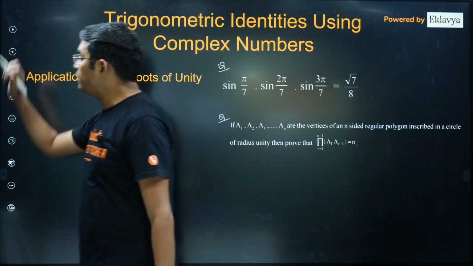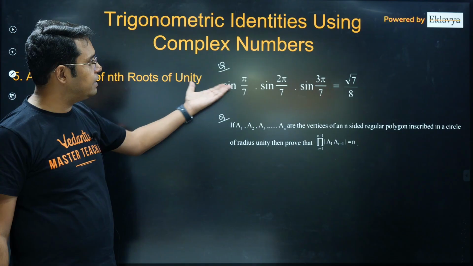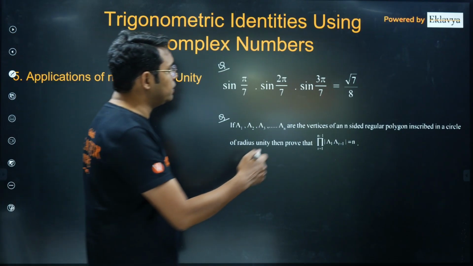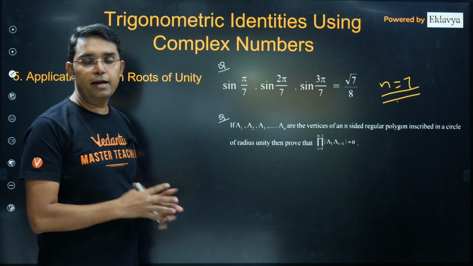In fact, there is one more question I have taken. I think you will feel this is direct. Sin pi by 7, sin 2 pi by 7, sin 3 pi by 7. Just take n is equal to 7 there, and then take the square root. You will get this directly.